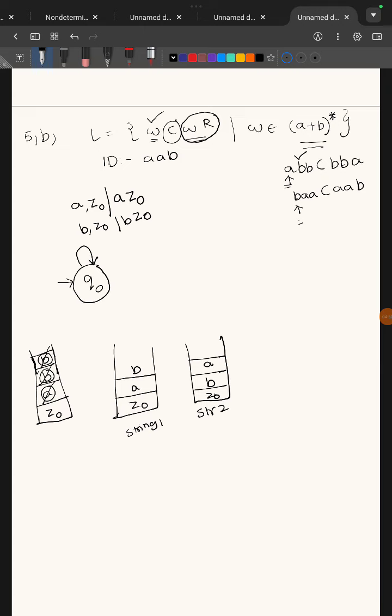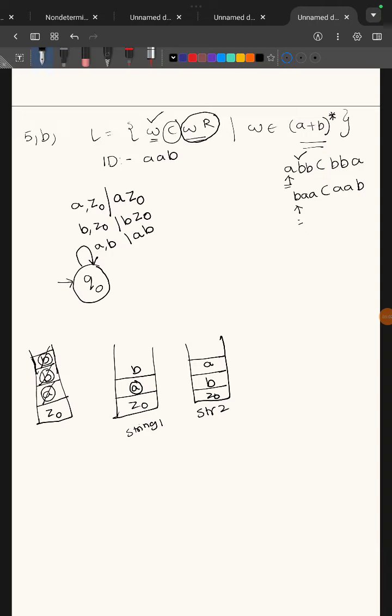Now what was the top of my stack? A was the top of my stack. Which symbol am I pushing? B is the symbol I am pushing. Then what will it become? I have to push inside the stack, right? So it will become AB.